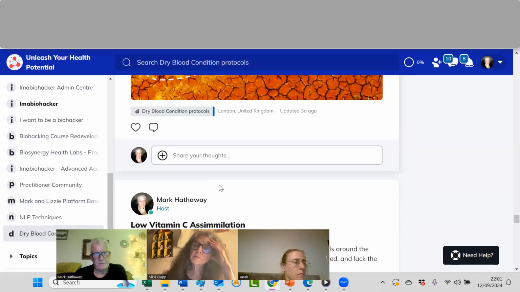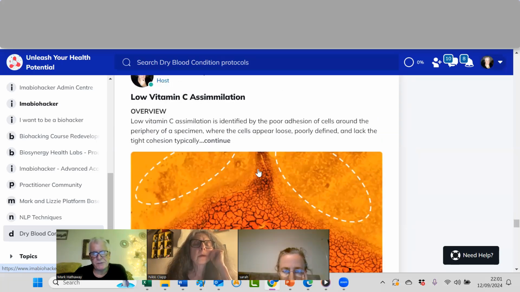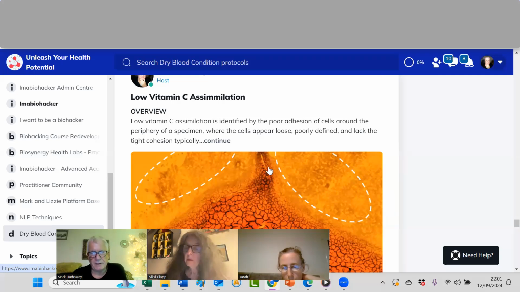Low vitamin C. We talked about the structural stress. See how this sticks out here? Yeah, that's usually a very strong marker that it's the back of the head, neck, behind there. It sticks out like this. See the little line in there as well?